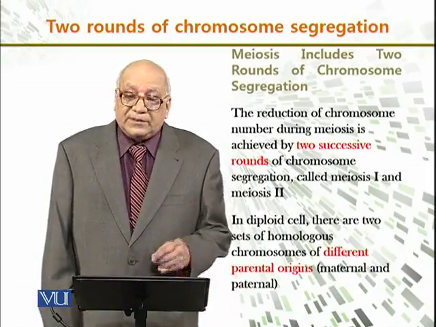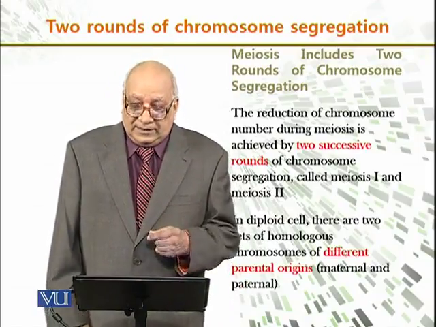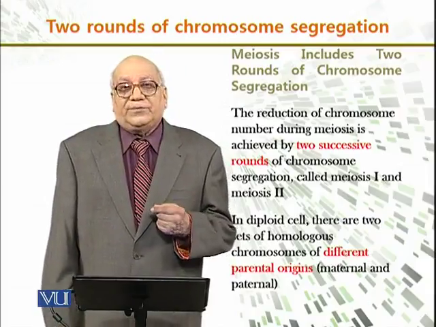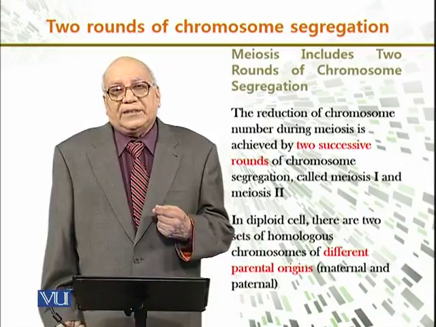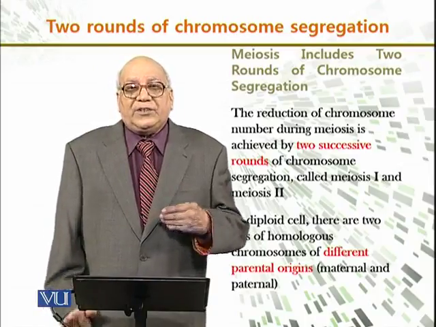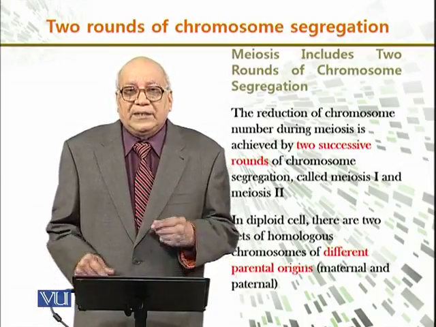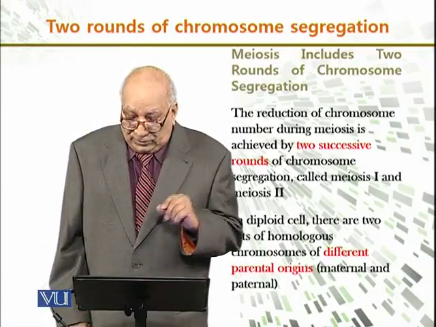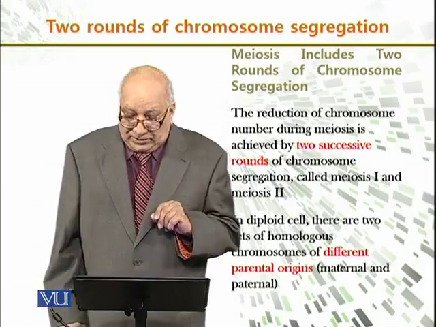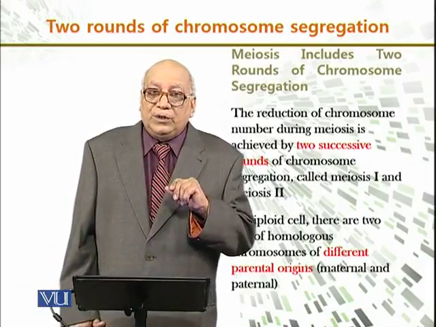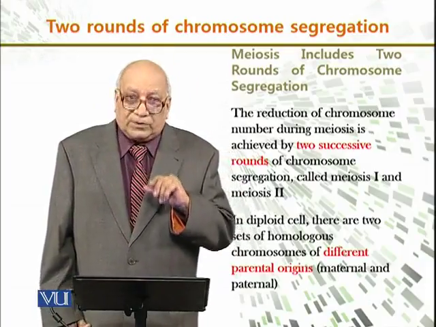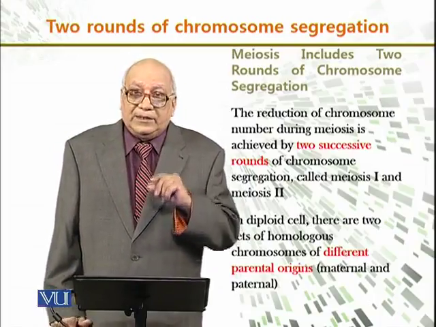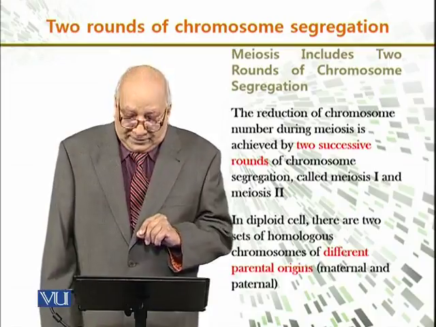Now, it is important to remember that meiosis includes 2 rounds of chromosome segregation. How do these chromosomes separate during meiosis? The reduction of chromosome number during meiosis is achieved by 2 successive rounds. There are 2 cycles, 2 rounds, which run one after the other.